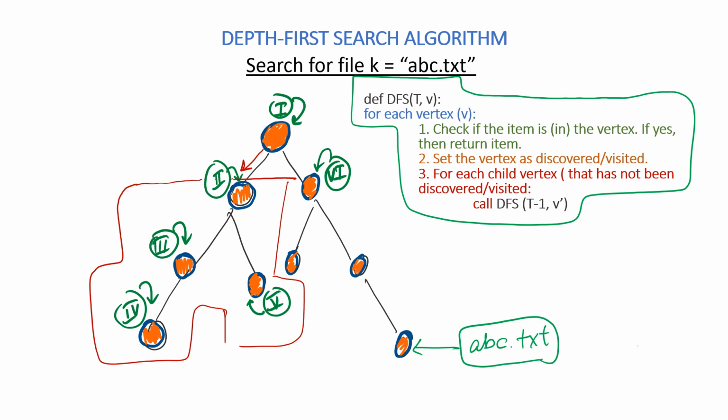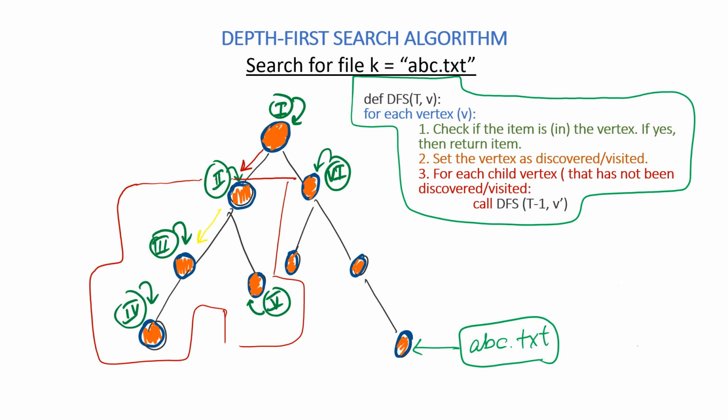As we did in the previous call, we start with this vertex, check if the item is in vertex number 2. The item is not in vertex number 2, we know this. We set the vertex as discovered, it's colored in orange. And then we move to each child. So I go left again. I'm just going to change color here and mark this in yellow.